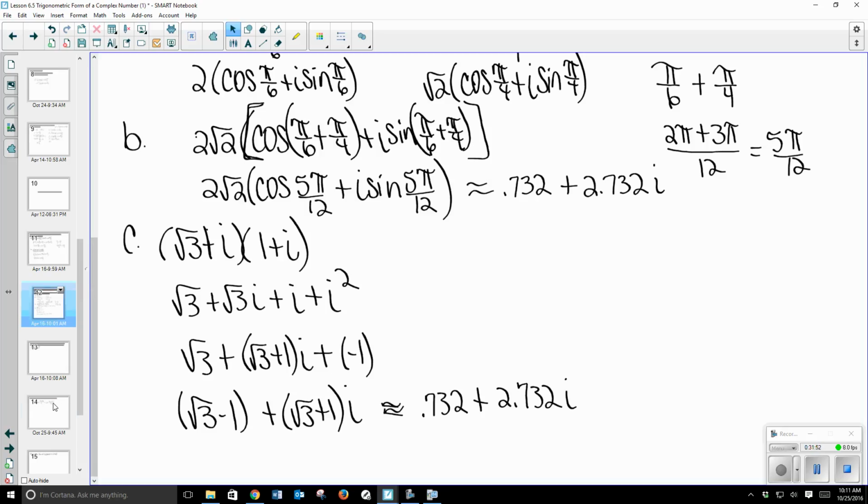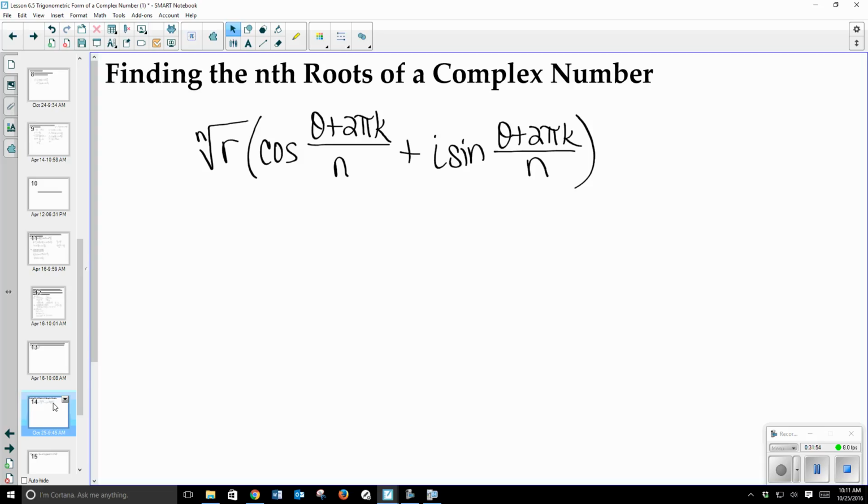All right, next, finding nth roots of a complex number. Another formula.